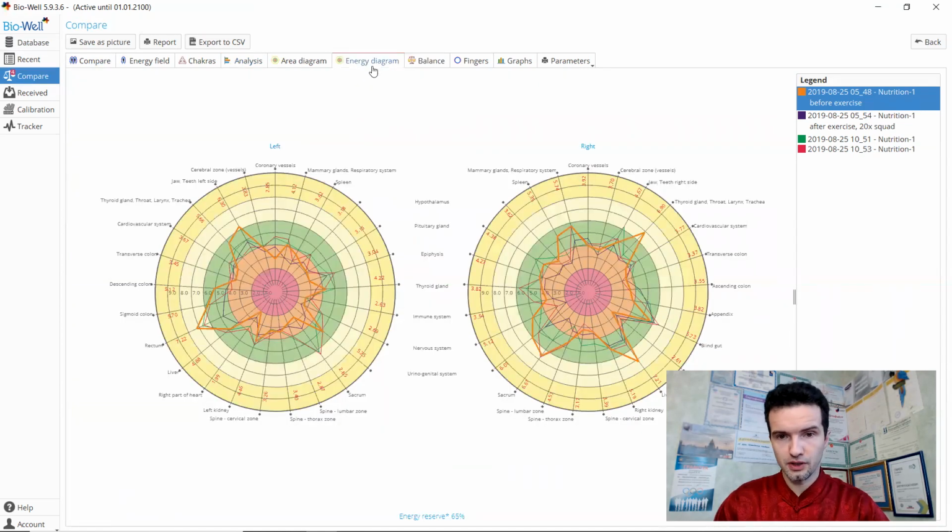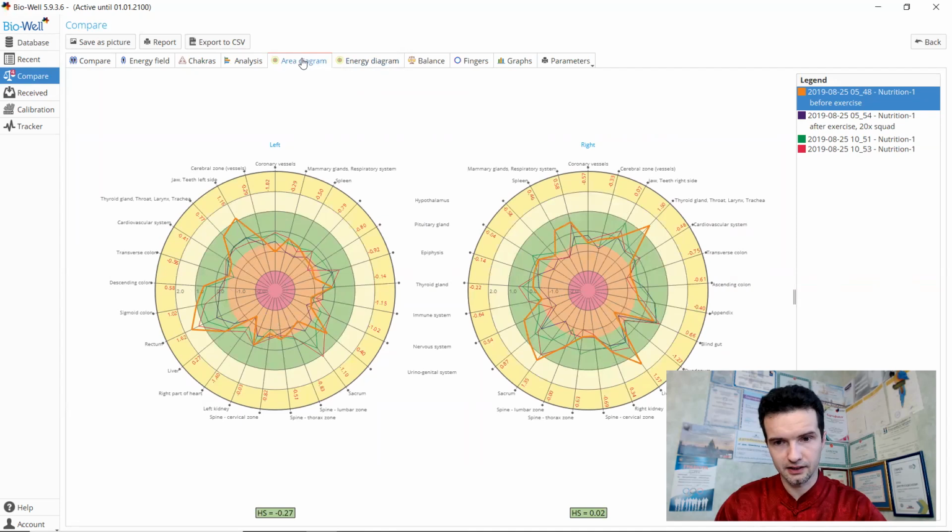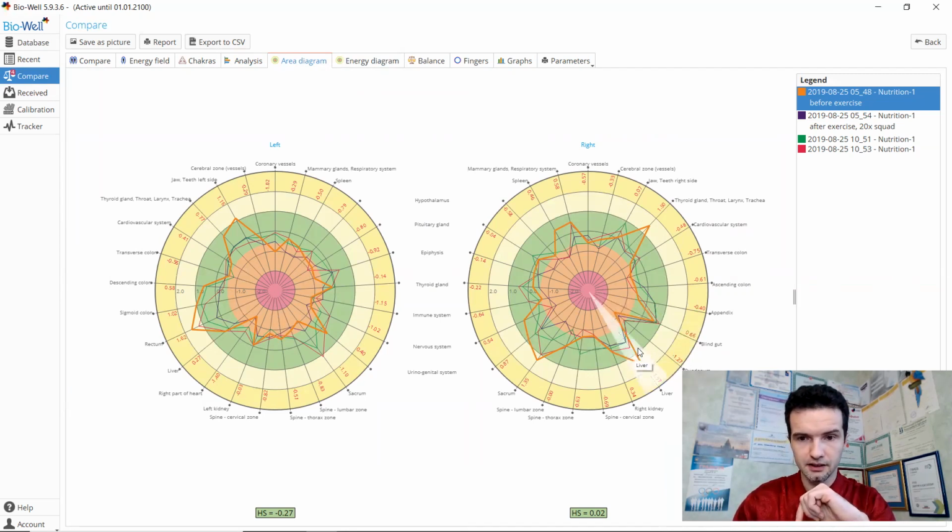And we will go to the energy diagram in this case, or area diagram. And we will see that there are specific areas that are different from the rest for this person. The sacrum area, rectum. We are looking here also at the blind gut, and here it's liver.